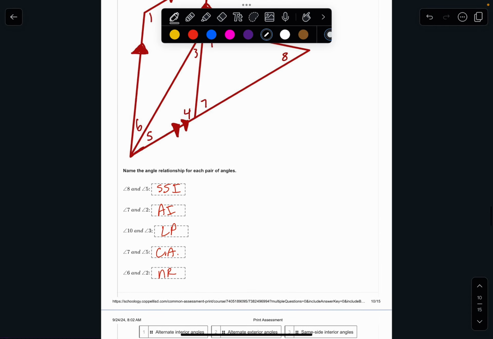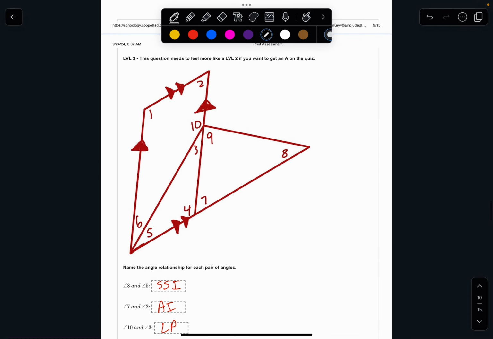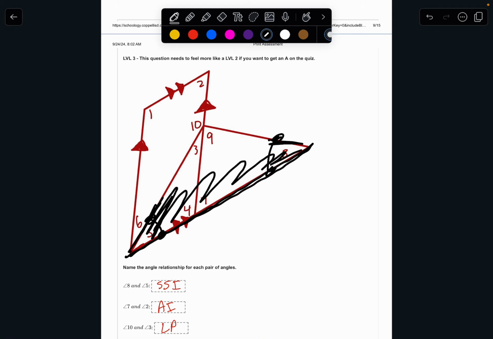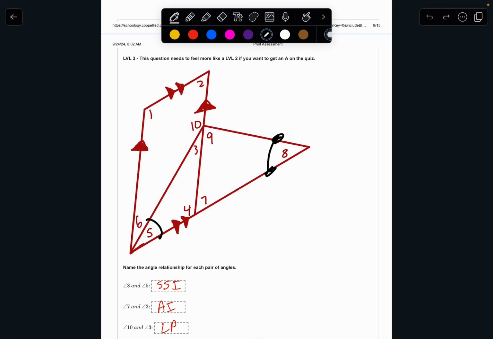Next one, same picture, just what kind of angles are they? We're going to go real fast through this. Angle 8, 2 dots. Angle 5, 2 dots. Here's the transversal. Here's the other line. The other line, angle 8 and 5 are on the inside. That is same side interior angles.